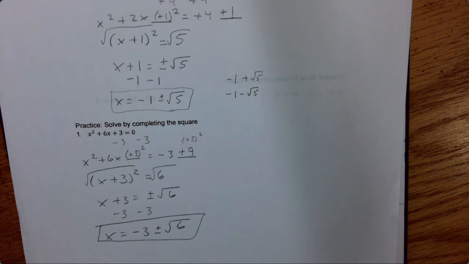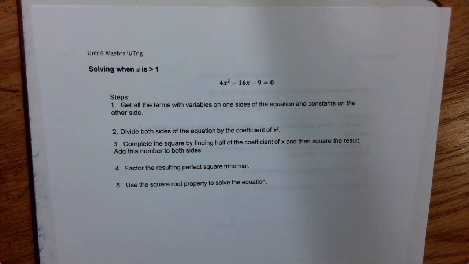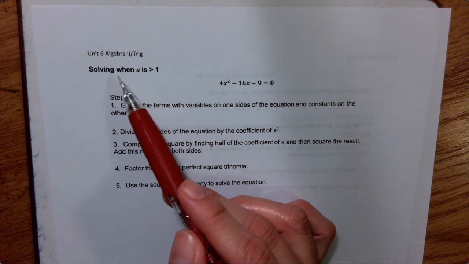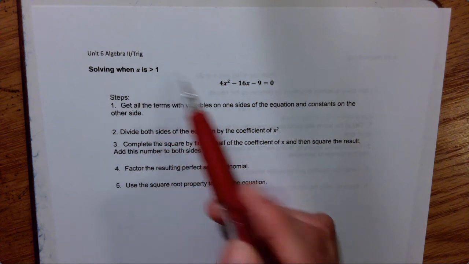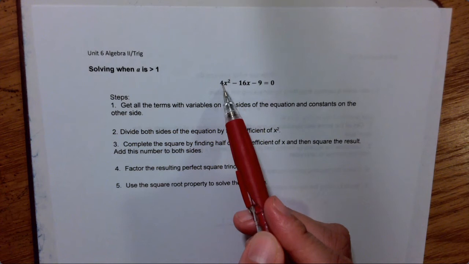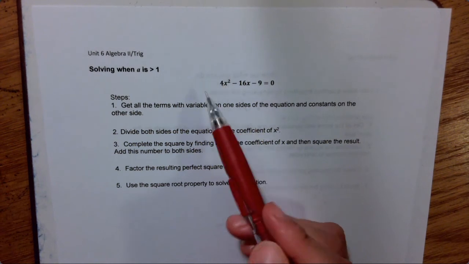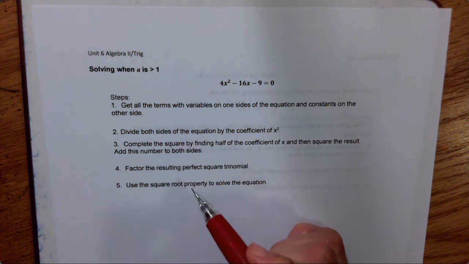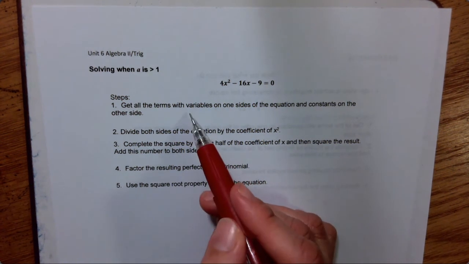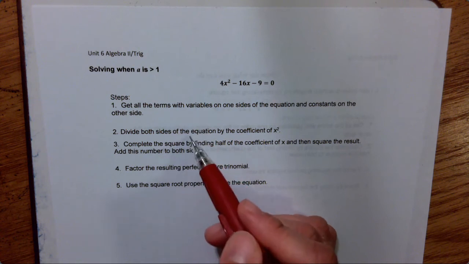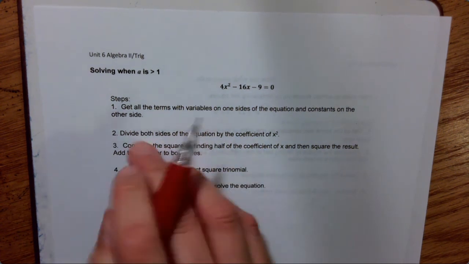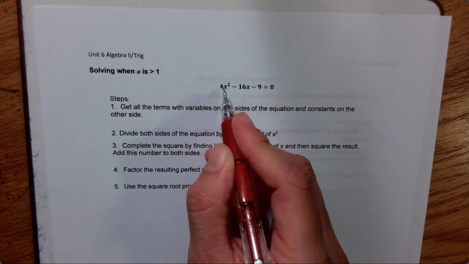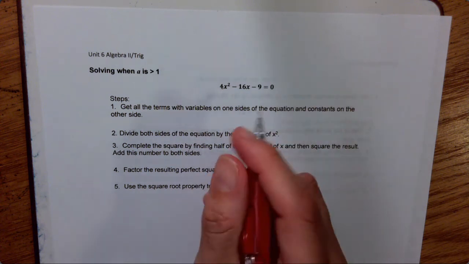All right, let's go ahead and go to the next page. Okay, so this one again looks very similar, except now what you'll notice is it says solving when a is greater than 1. So now the coefficient of x squared, or a, is greater than 1. On the other side, there was just a 1 in front. So the steps, now you can see there's 5 steps. The only difference is the second one here. We can't complete the square or do the factoring until we're rid of this coefficient. Okay, so let's go ahead and start the same way.